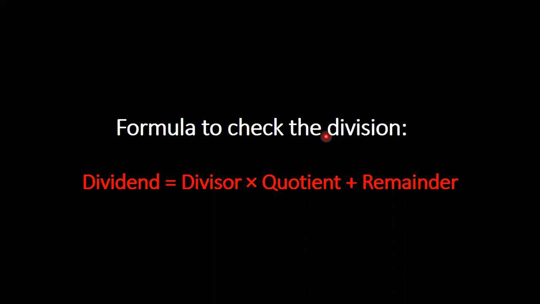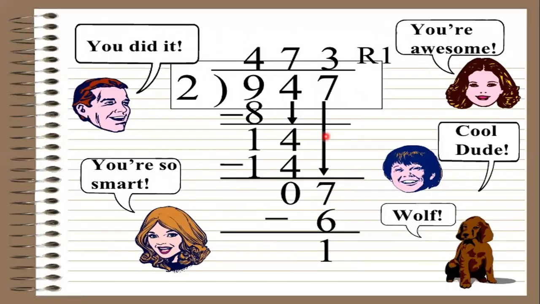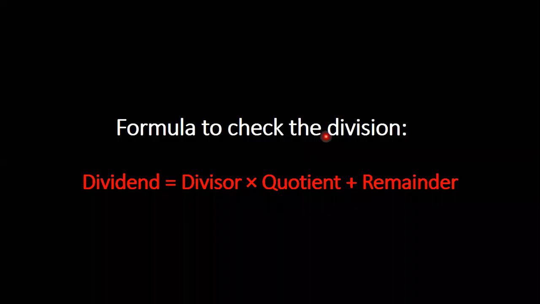Okay, what comes next? Next thing is, after division, how can I check my division, whether the division which I have done is correct or not? If I'm not sure that my division is correct, there might be some mistake in my division, how can I check my answer? There is a formula which will help you to check your answer. How can you check your division?